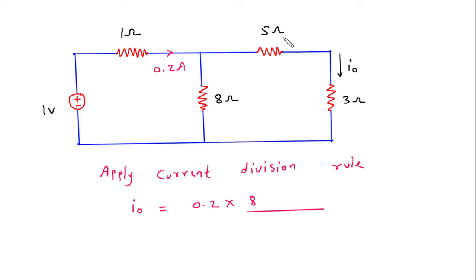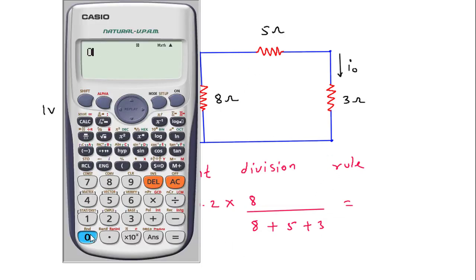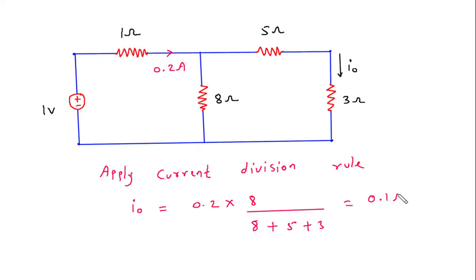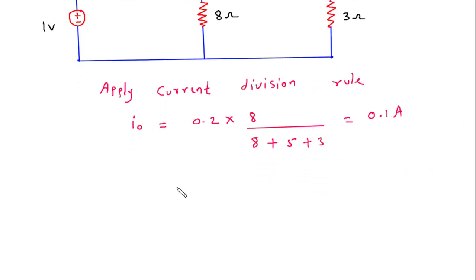Total is 8 plus 5 plus 3. So this will be 0.2 into 8 by 8 plus 5 plus 3. So this is 0.1 ampere. Therefore, I0 is equal to 0.1 ampere.